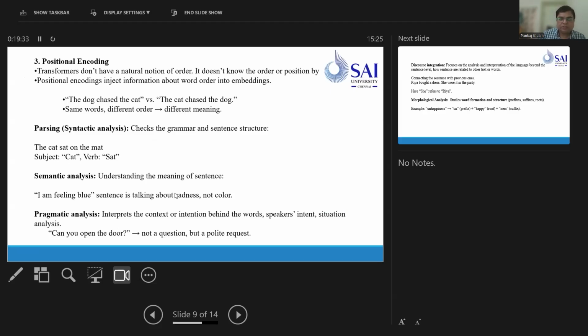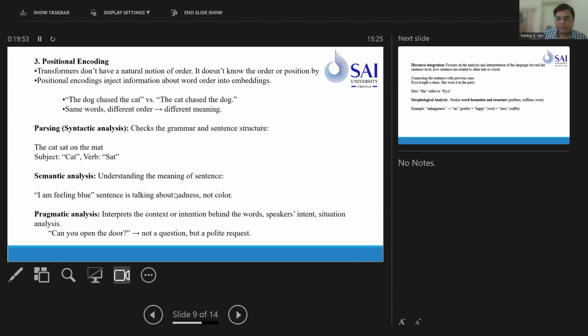Further, there is positional encoding, which is very vital while understanding the meaning of the sentence, because if you change the order of the words inside a sentence, the meaning will also change.